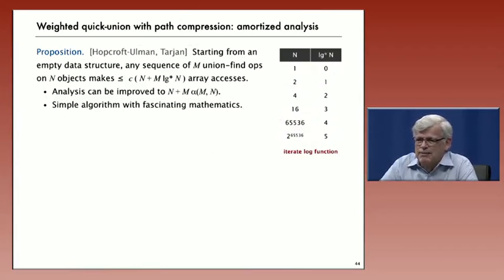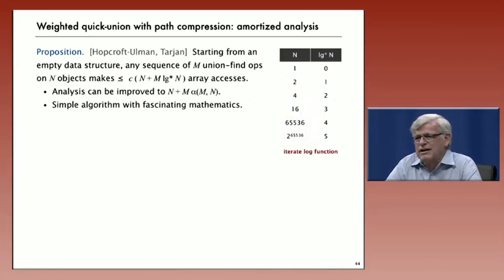And what was proved by Hopcroft and Ullman and Tarjan was that if you have n objects, any sequence of m union and find operations will touch the array at most a constant times n plus m log star n times. Now log star n is kind of a funny function. It's the number of times you have to take the log of n to get 1. It's called the iterated log function. And in the real world, it's best to think of that as a number less than 5. Because log star of 2 to the 65536 power is 5.